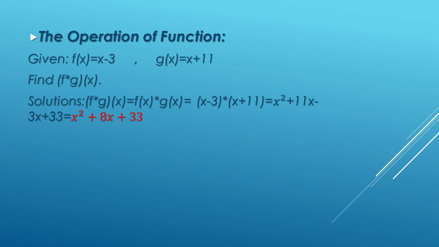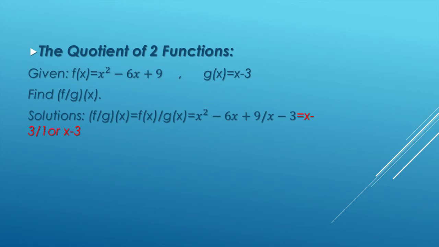Next step is to substitute the given values of the function to the equation. The equation will become x minus 3 times x plus 11. The final step is to multiply and simplify the equation to get its final answer. In order to find the answer, we must apply the FOIL method where x minus 3 times x plus 11 becomes x squared plus 11x minus 3x minus 33. Then finally, combine like terms and it will become x squared plus 8x minus 33.